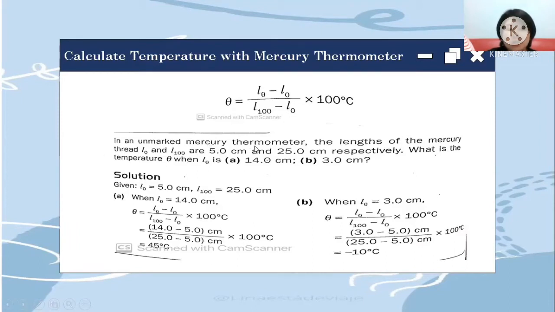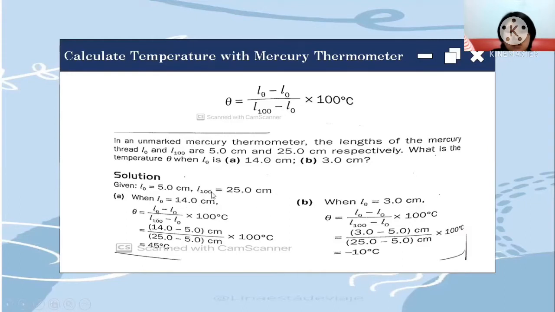In an unmarked mercury thermometer, the length of the mercury thread is L0, which is the length of the thread when it's at 0 degrees, and the length of the thread at 100 degrees are 5.0 centimeters and 25.0 centimeters respectively. What is the temperature theta when L theta is (A) 14.0 centimeters and (B) 3.0 centimeters? Now, as I've stated before, L0 is 5.0, L100 is 25.0.